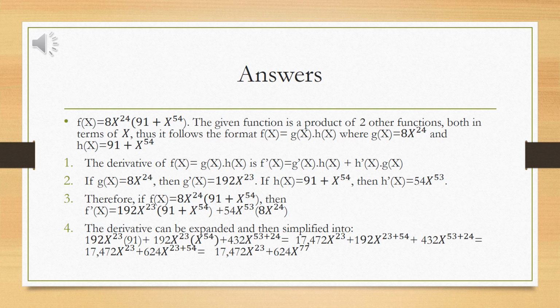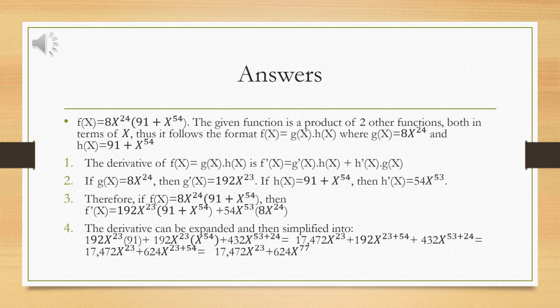f of x equals 8x to the 24 times 91 plus x to the 54. The given function is a product of two other functions, both in terms of x. Thus, it follows the format f of x equals g of x times h of x, where g of x equals 8x to the 24 and h of x equals 91 plus x to the 54.